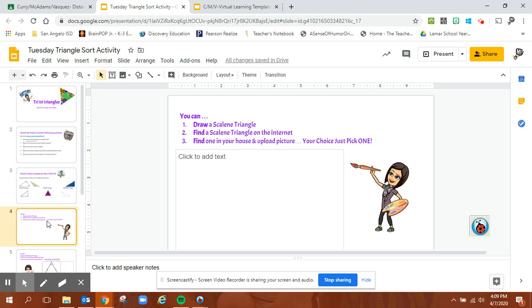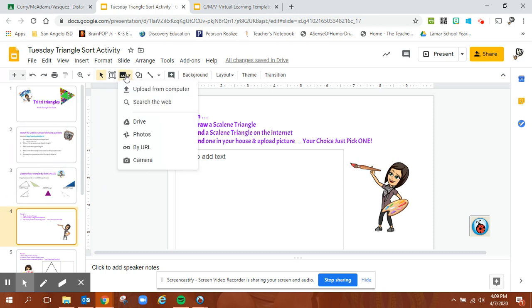Okay, alright, so I know the first week of virtual learning, we all had some problems with taking a picture of your work and submitting it. So this time, I'm giving you an option. If you want, you can draw a scalene triangle and upload it. If you figured that out that week and you're good to go with that, you can find one in your house, take a picture of it, and upload it. Or you can look on the internet for a scalene triangle. So I'm going to show you how to do that in case you are wondering.